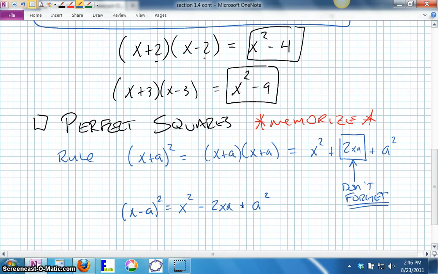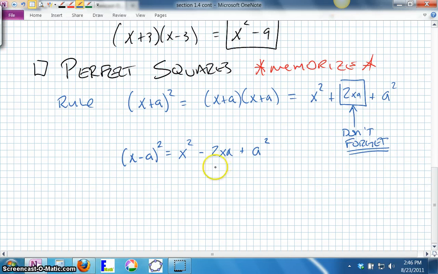Why is it 2xa? Where does that 2xa come from? Wouldn't it be 2ax? Oh, that's the same thing, right? What's 3 times 4? 12. What's 4 times 3? 12. So multiplication's allowed to switch back and forth. It doesn't matter. That's commutative, so we don't worry about that. So there's the rule for that one.